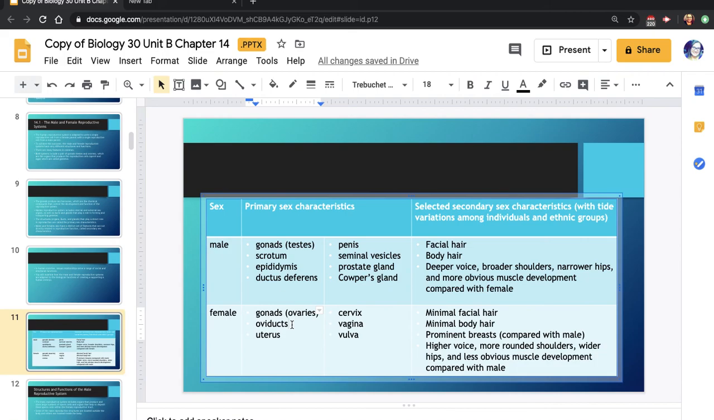If we look at the secondary sex characteristics of a female, we've got minimal facial hair. There might be some facial hair, but very minimal. Minimal body hair, and prominent breasts compared to males. Males have breasts too, but not to the same extent. Females also have a higher voice, more rounded shoulders, wider hips, and less obvious muscle development. Compared to females, males gain a lot more hair and muscle development.